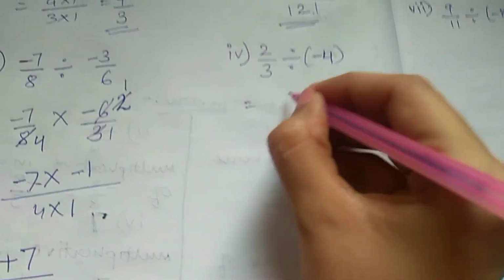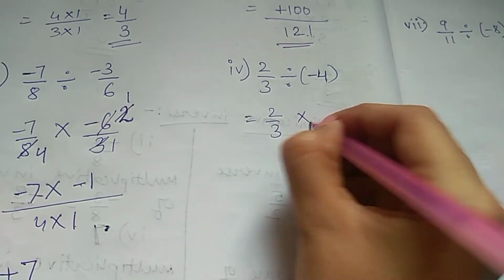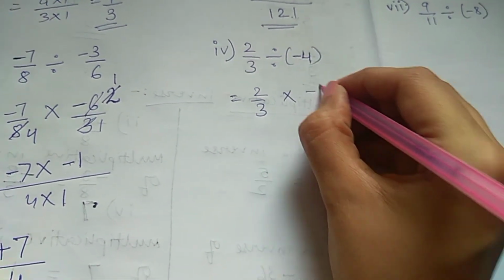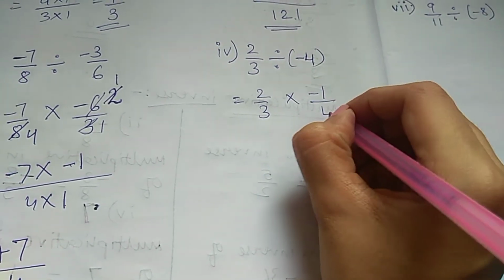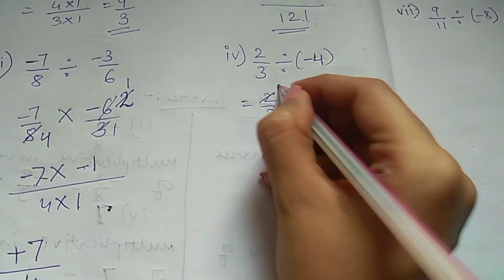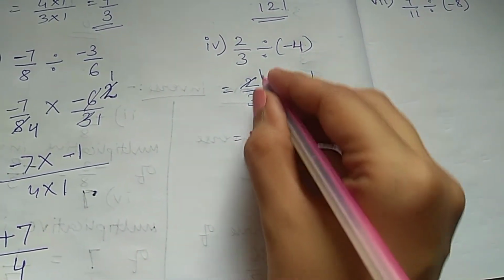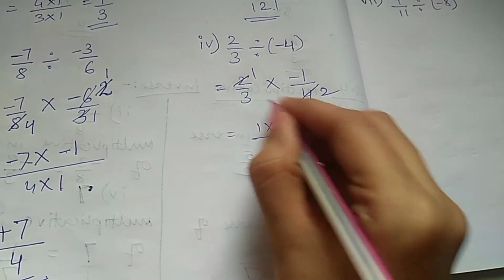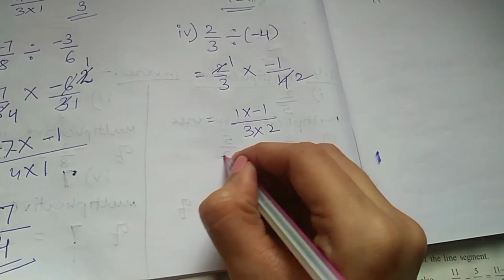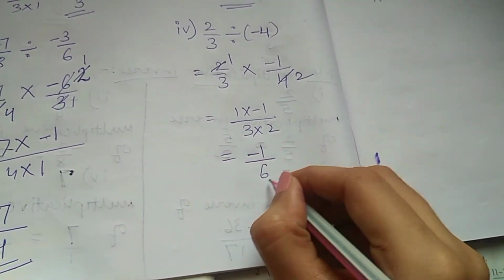Fourth sum, 2 by 3 as it is, minus 4 will be converted into minus 1 by 4, the reciprocal. 2 ones are 2, 2 twos are 4. 1 into minus 1 upon 3 into 2. This gives us minus 1 by 6.